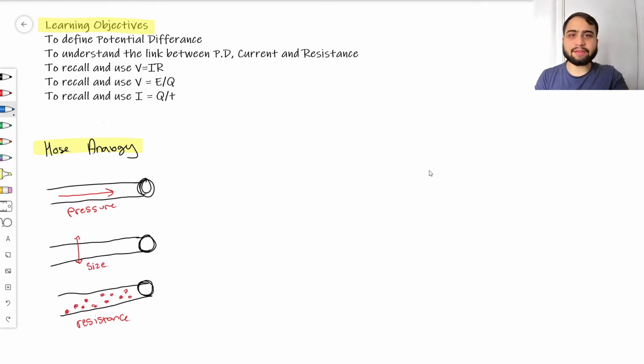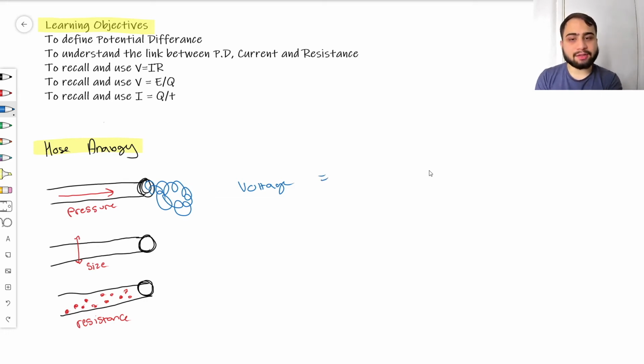Okay, so now let's have a look at what we could argue are the three most important things about an electrical circuit. It's voltage, it's current, and it's resistance. The way I was taught this was through the hose pipe analogy. So say I have a hose here, and it's got water coming out of it. The pressure of the hose can be thought of as the voltage of the circuit. If I increase the pressure, I get more water coming out faster. The water coming out has more energy.